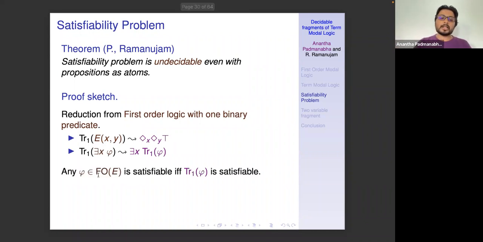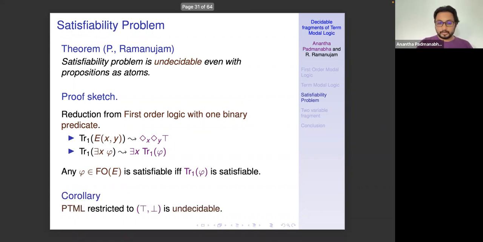And what you can show is that if you start with the first order formula over this predicate E, it is satisfiable if and only if this translation is satisfiable. Now, what does this mean? This means that the propositional fragment, which we call PTML, propositional term modal logic, is already undecidable, right?